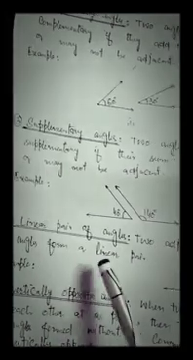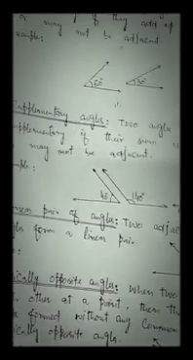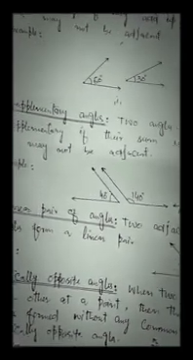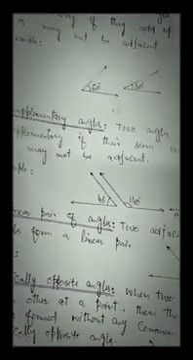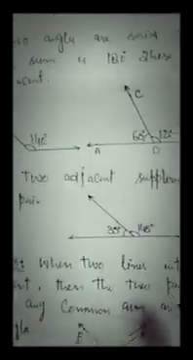Pair of angles, linear pair of angles. Two adjacent supplementary angles form a linear pair. So there are two conditions. First condition is they must be adjacent angles, and the second condition is sum of these two angles must be equal to 180 degree.